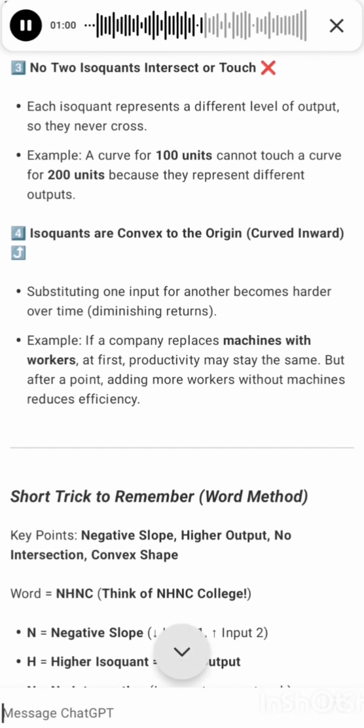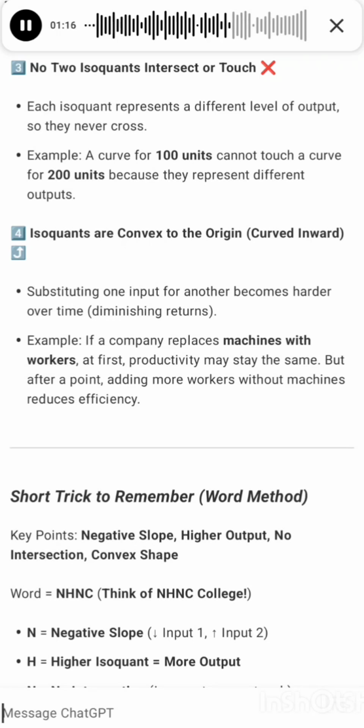Example: a curve for 100 units cannot touch a curve for 200 units, because they represent different outputs. 4. Isoquants are convex to the origin, curved inward. Substituting one input for another becomes harder over time, diminishing returns.